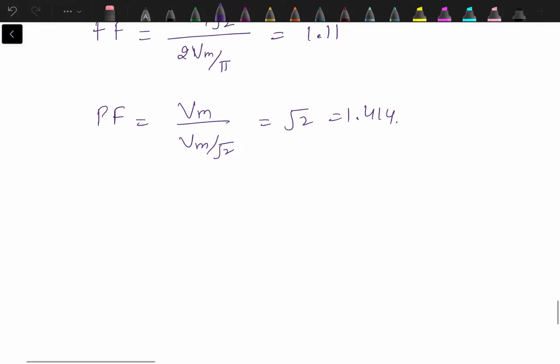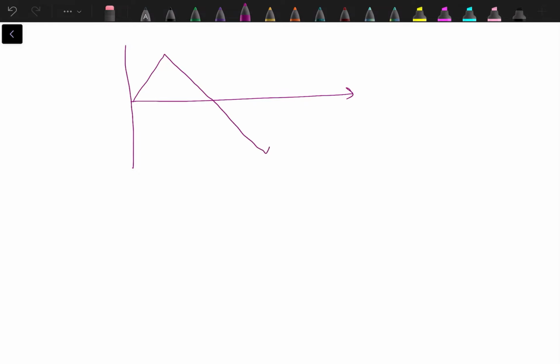Let's consider another waveform. The question remains the same, that we have to find out the average value and RMS value. The wave shape is different. Now the waveform is a triangular waveform.